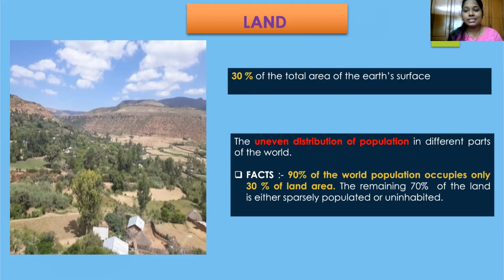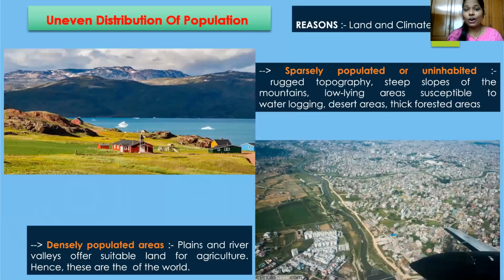Like 90% of the world population is living in only 30% of the land area, and the rest of the land either has no population, being uninhabitable, or has only some people living there. So you can see a high concentration of population in only part of the land area. Why do we have this uneven distribution of population?